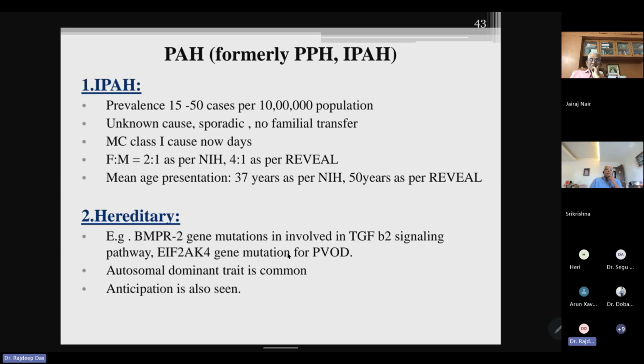Some information regarding pulmonary arterial hypertension: the idiopathic form has a prevalence of 15 to 50 cases per 1 lakh population, with unknown cause, sporadic and no familial transfer. In hereditary PAH, the most common is the BMPR2 gene mutation, which is involved in the TGF beta signaling pathway, and an autosomal dominant trait is common.